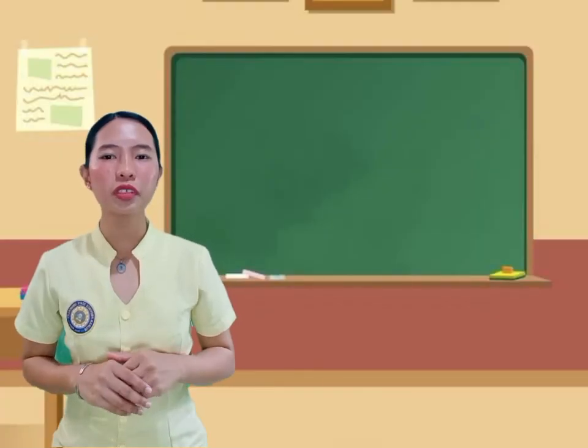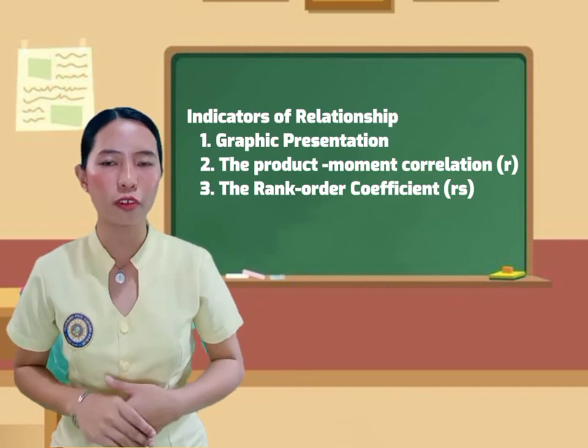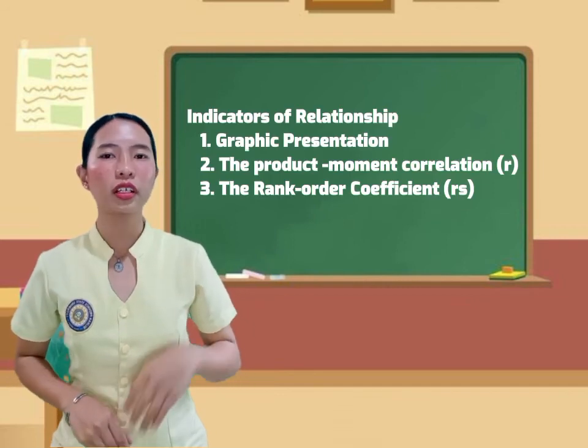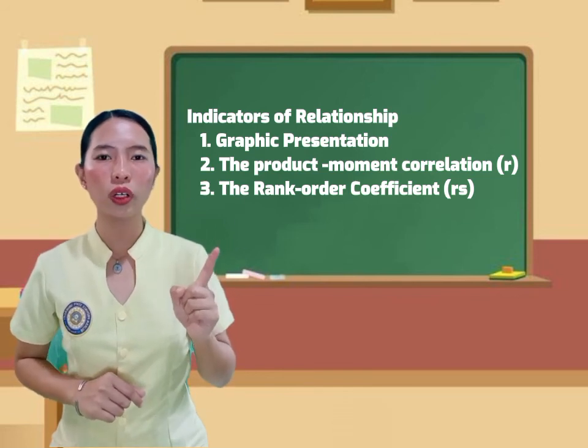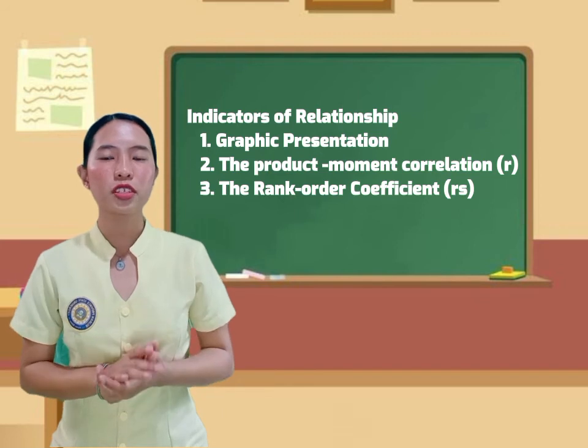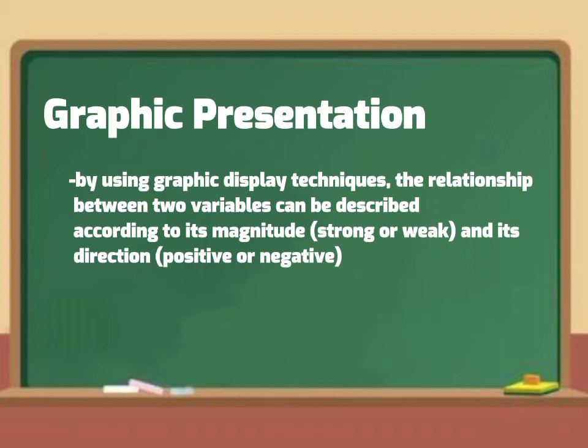We have indicators of relationship for describing the relationship of scores in different subject areas. These are the graphic presentation, the product moment correlation, and the rank order correlation coefficient. So let's define each one of them. Graphic presentation. By using graphic display techniques, the relationship between variables can be described according to its magnitude, whether it is strong or weak, and its direction, whether it is positive or negative.